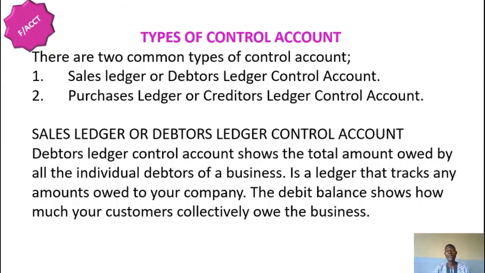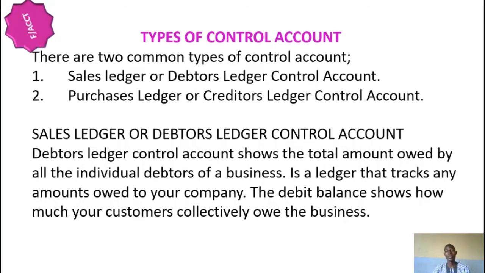And I mentioned earlier on that if you are selling Sprite, you are selling soft drinks, if you are also selling bottled water, biscuits, sweets, and other tradable items, we can use control account to ascertain the value of credit sales for that period. We can also use it to ascertain the value of credit purchases for that period.